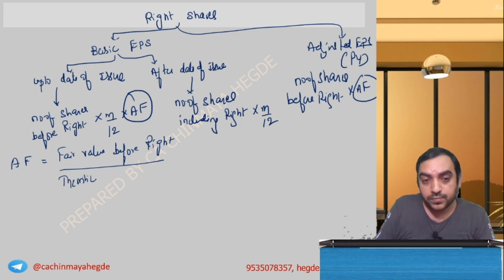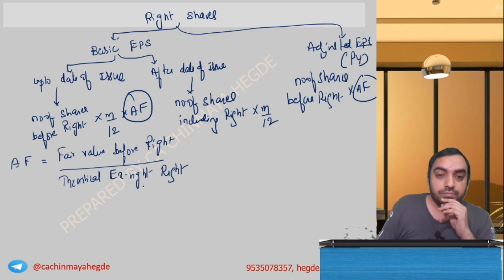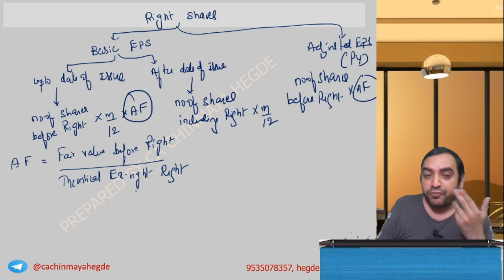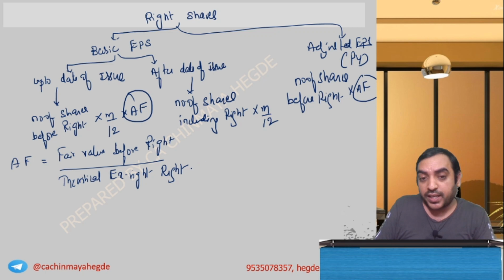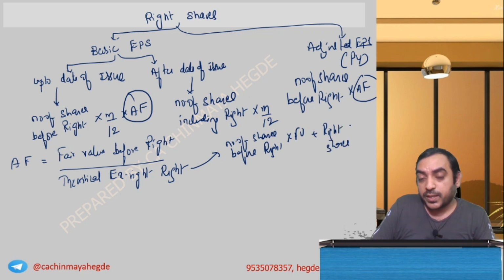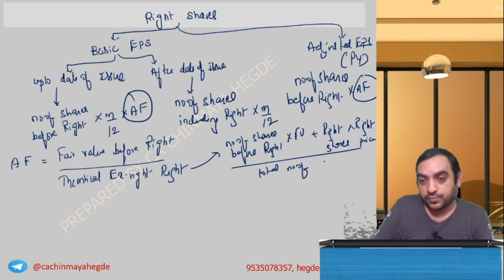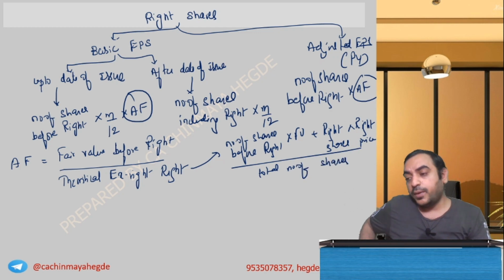Theoretical ex-right means excluding right, not the right of your ex, excluding right, theoretical ex-right price per share. That means after right. Numerator is before right, denominator is after right. What is theoretical ex-right price? How do you calculate? Number of shares before right multiplied by fair value plus right shares multiplied by right issue price, divided by total number of shares.